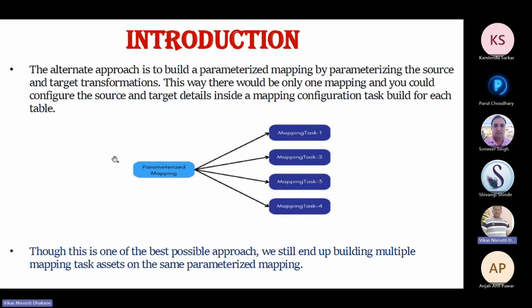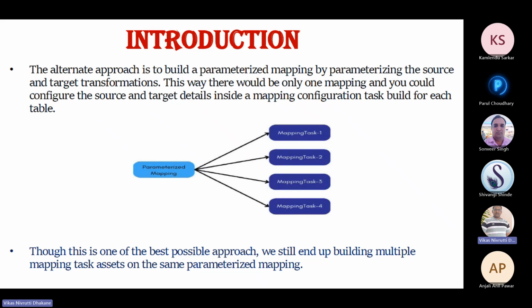Decreasing. So definitely decreasing, because in the previous approach we had to develop the eight assets. Here we only have to develop the five assets. So this is slightly better compared with the previous one, but still, as I said, we are ending up with multiple mapping tasks. We have to go for developing the four mapping tasks for the same parameterized mapping.